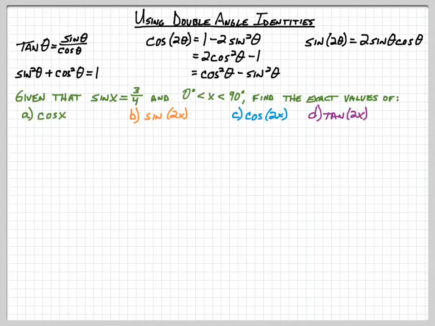So let's throw one out there. Given that sine x is equal to 3/4 and x is between 0 and 90 degrees, find the exact values of cosine x, sine of 2x, cosine of 2x, and tangent of 2x.